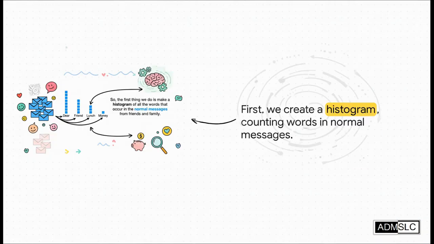Let's start with the good pile then, emails from people we actually know. The algorithm's first job is to read through all of them and just count. It builds a sort of frequency table, a histogram, tallying up every single word. How many times does the word dear pop up? What about friend or lunch? It's basically creating a statistical fingerprint of our normal chats.